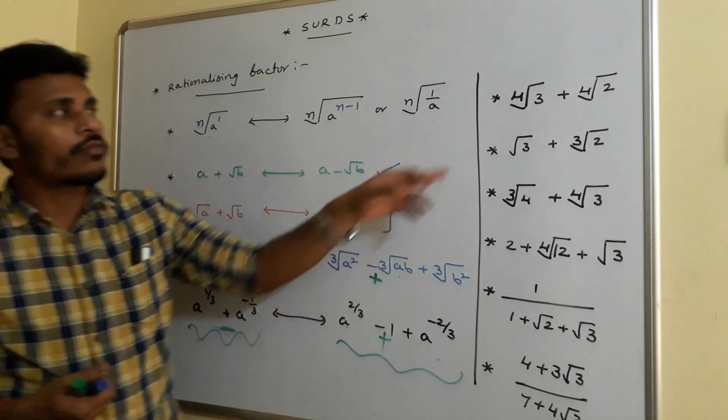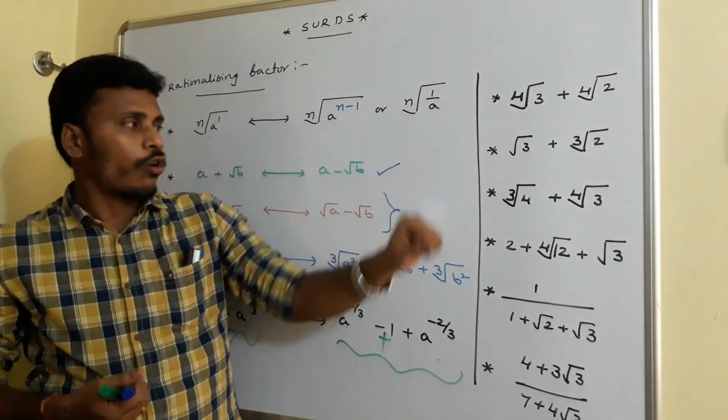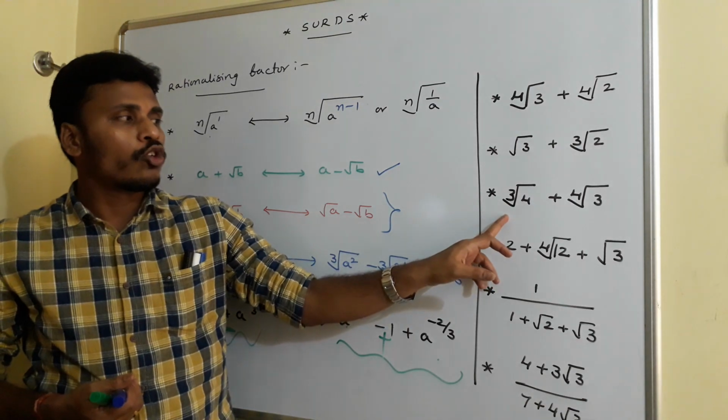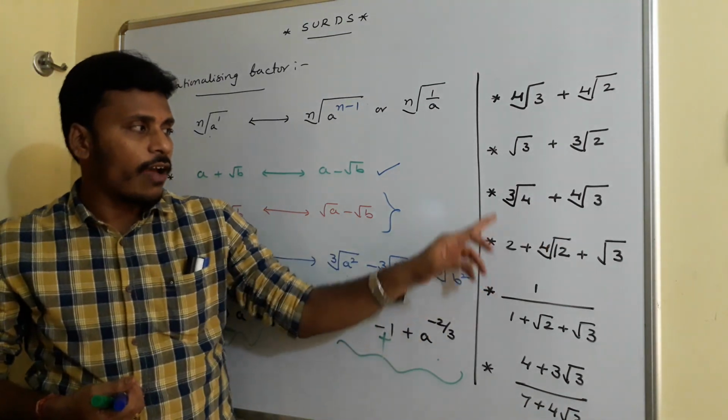Now I have a few more problems here. It is 4th root of 3 plus 4th root of 2, root 3 plus cube root 2, cube root 4 plus 4th root 3. Like this, I have 4 problems.